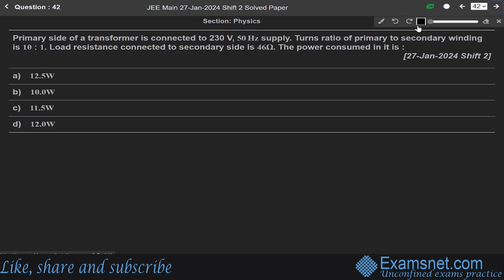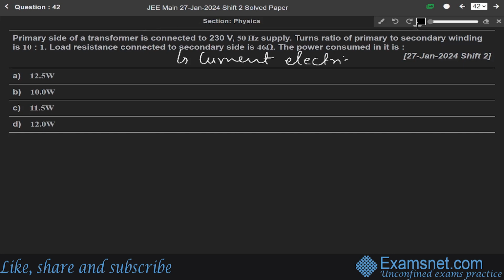Okay. Now, next question, question number 42. This question says that the primary side of a transformer is connected to 200 volt, 50 hertz. The turns ratio of primary to secondary winding is 10:1. The load resistance connected to the secondary side is 40 ohm. We have to find the power consumed in it. So this question is from the chapter of current electricity.